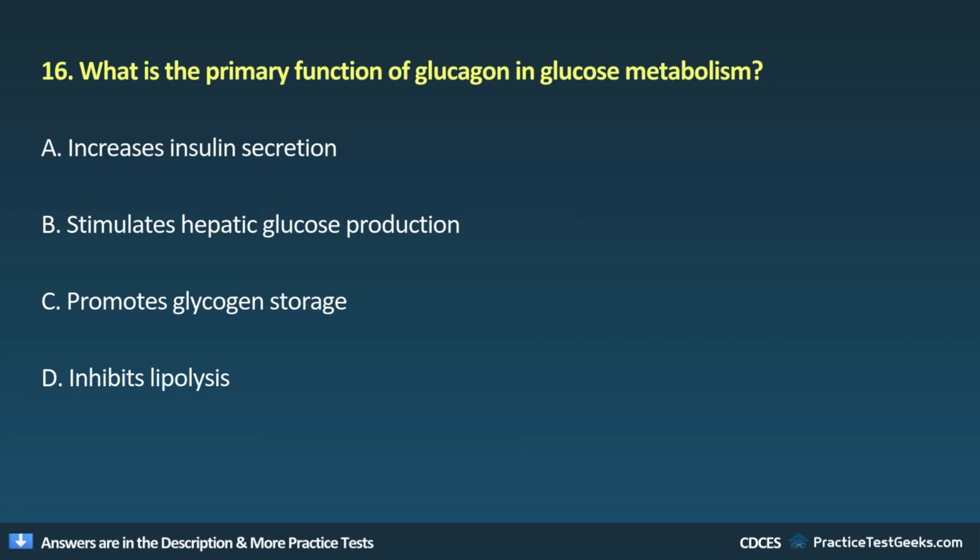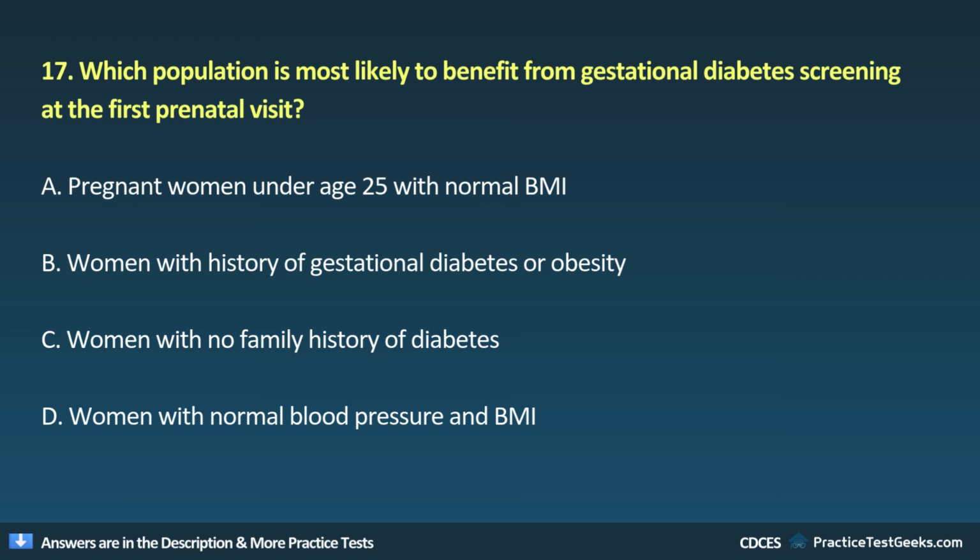16. What is the primary function of glucagon in glucose metabolism? A. Increases insulin secretion. B. Stimulates hepatic glucose production. C. Promotes glycogen storage. D. Inhibits lipolysis.